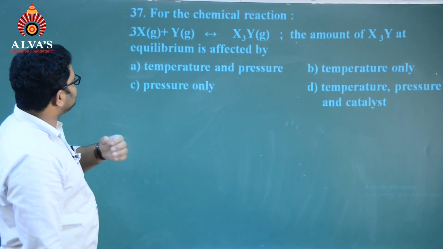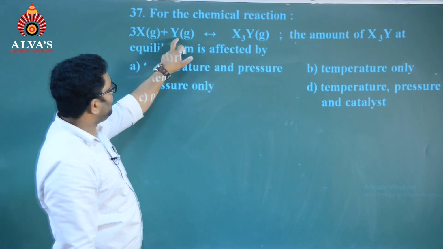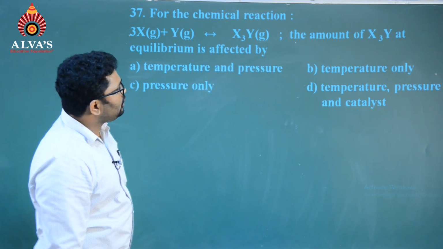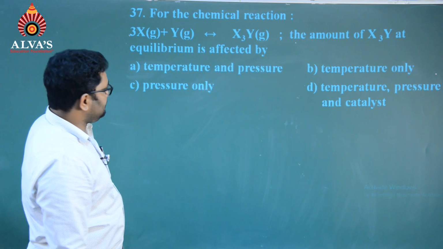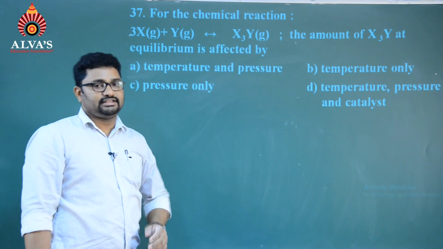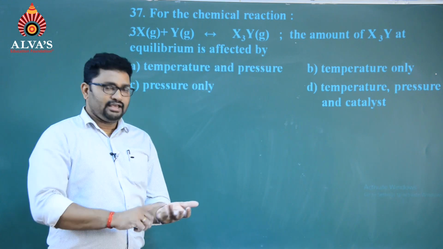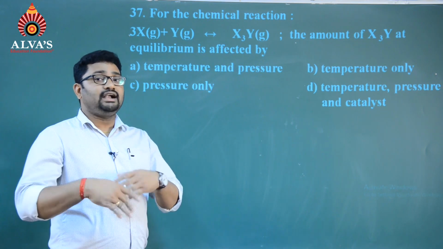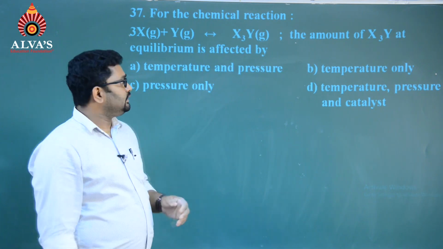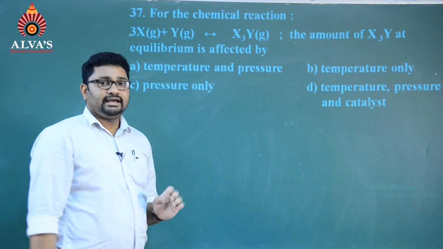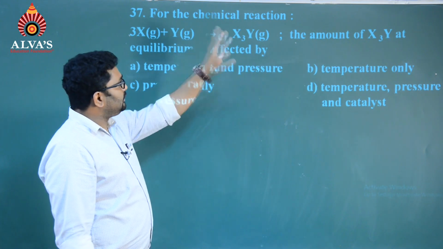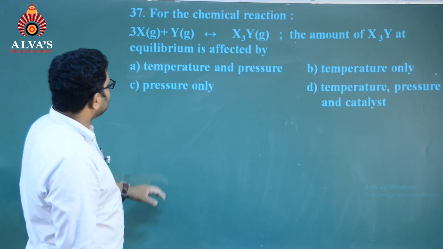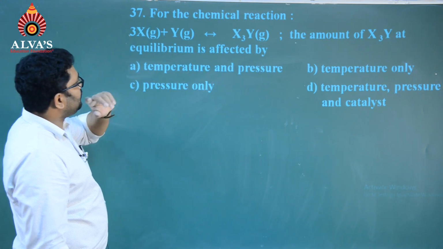For the chemical reaction 3X plus Y reacting to give X3Y, the amount of X3Y at equilibrium is affected by which factor? Students, this is based on Le Chatelier's principle. There are 3 parameters: one is pressure, the second is concentration, and the third is temperature. If you alter these 3 parameters, the product concentration may get altered; sometimes it increases, and in a few cases it decreases. That depends on the reaction, whether it is exothermic or endothermic, and so on.